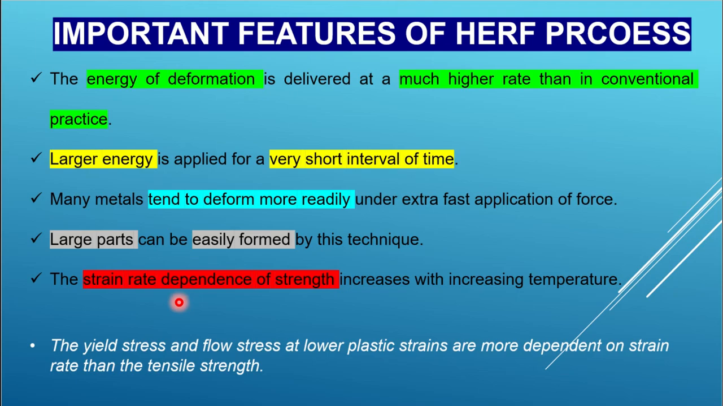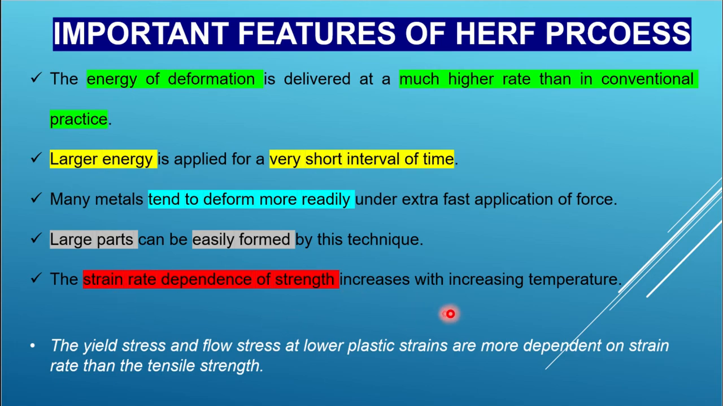So in high velocity forming, there is strain rate dependence of strength. That is, the material strength will be affected depending on the strain rate. For example, if I am deforming aluminum, as pointed out in the earlier example, 20 percent of strain is imparted to aluminum in 10 seconds, and again the experiment is repeated by imparting 20 percent of strain to aluminum in 60 seconds. In both cases, the strength of the aluminum will be different.